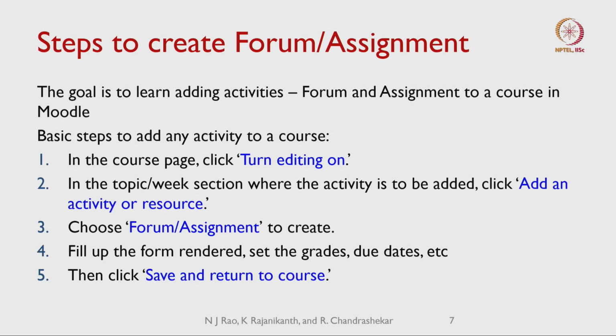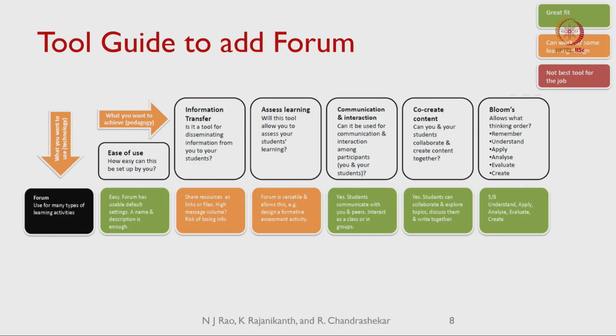Let us see first how to add a forum or assignment in the Moodle course. The steps to be followed are: get into the course page and click on turn editing on, and then go to add an activity or resource. There you select the forum or assignment and add it with the content to be given, save and return to the course. This is generally the procedure to be followed to add any activity or resource to the Moodle course.